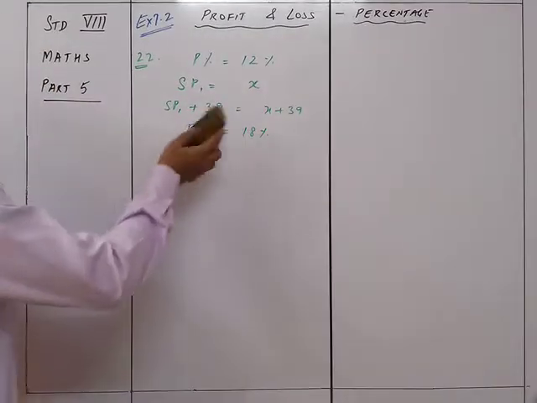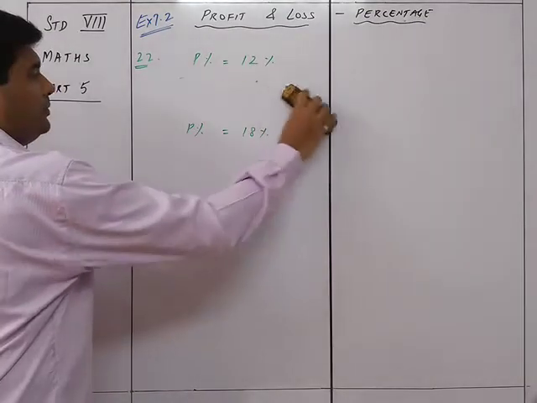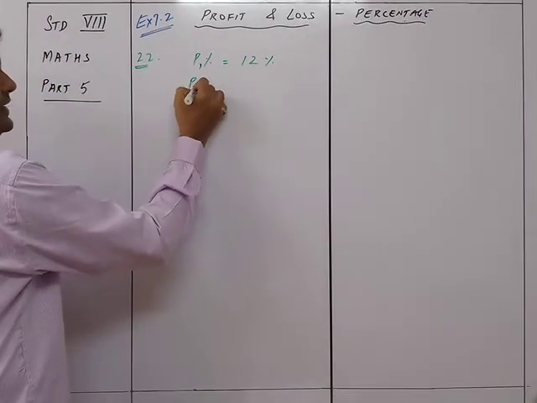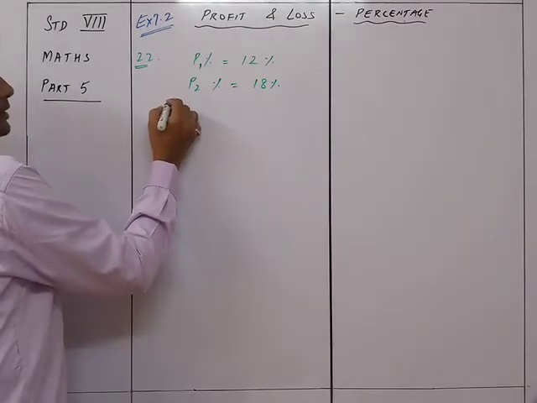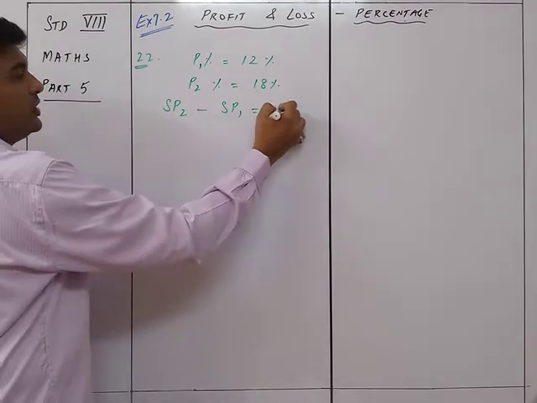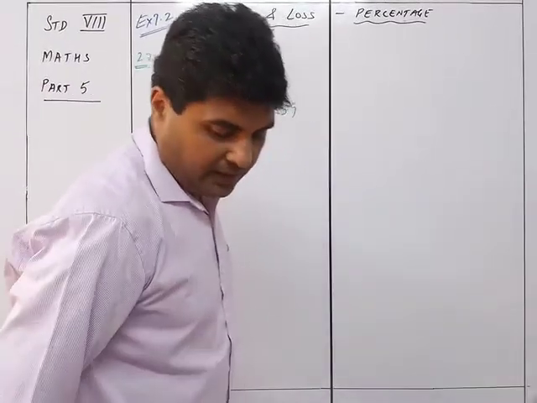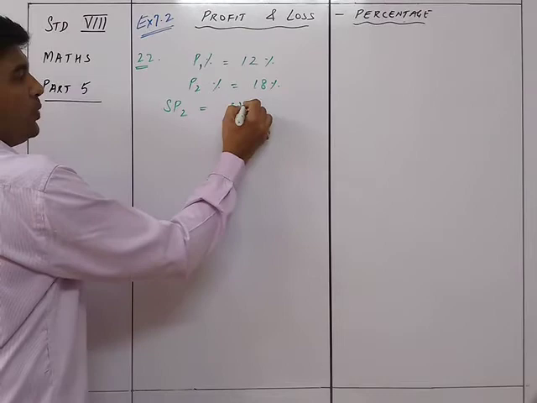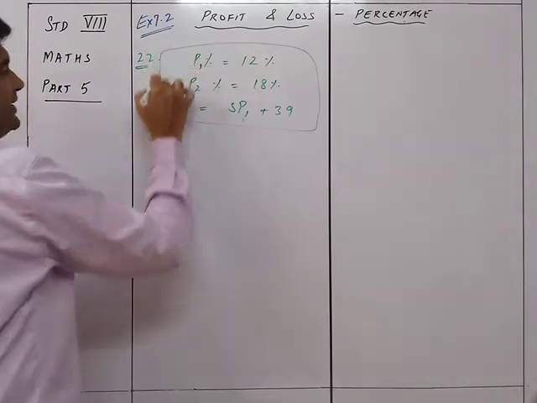So, we'll do one thing. Right now, the data is this way. P1, percentage 1, is 12%, percentage 2 is equal to 18%, and it is given to you that SP2 minus SP1 is equal to 39 rupees. That is, the selling price increased by 39 rupees. Or I can make it simpler: SP2 is equal to SP1 plus 39. Okay, this is what is given to me. These are the data which are given to me.